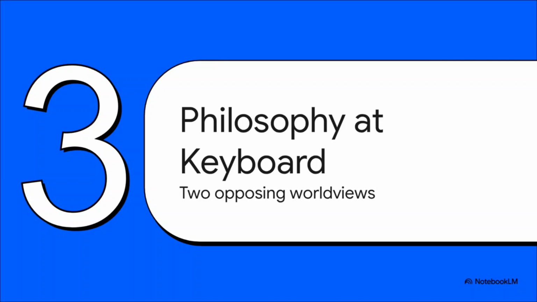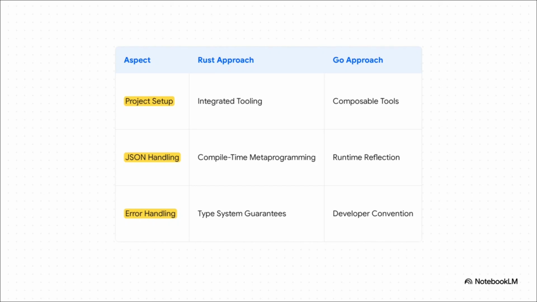So, you see, these aren't just small technical quirks. Every single one of these choices, right down to how you handle an error, reveals a deep, fundamental philosophy about how software should be built. Let's break down what those two opposing worldviews really look like. And here it is, all laid out.